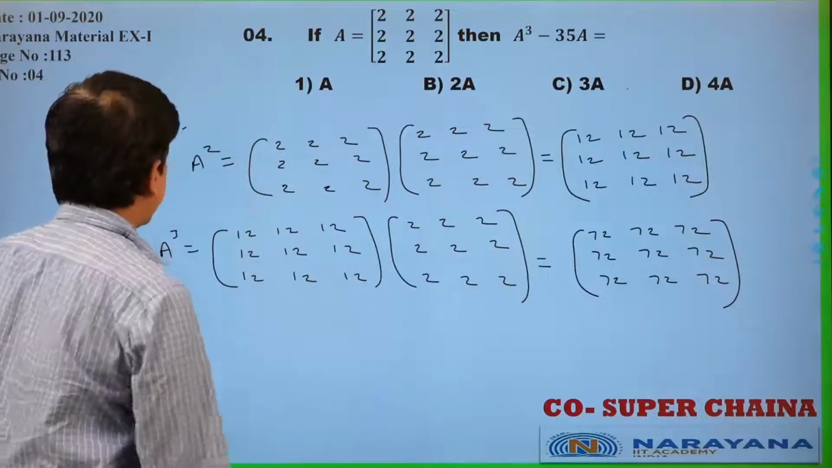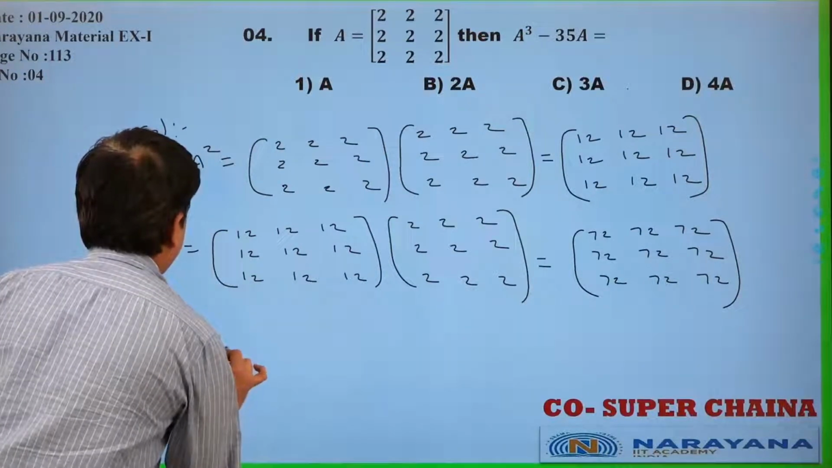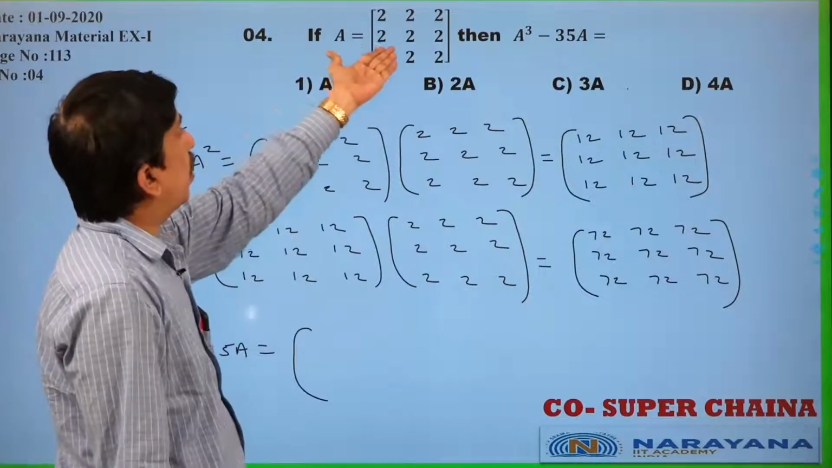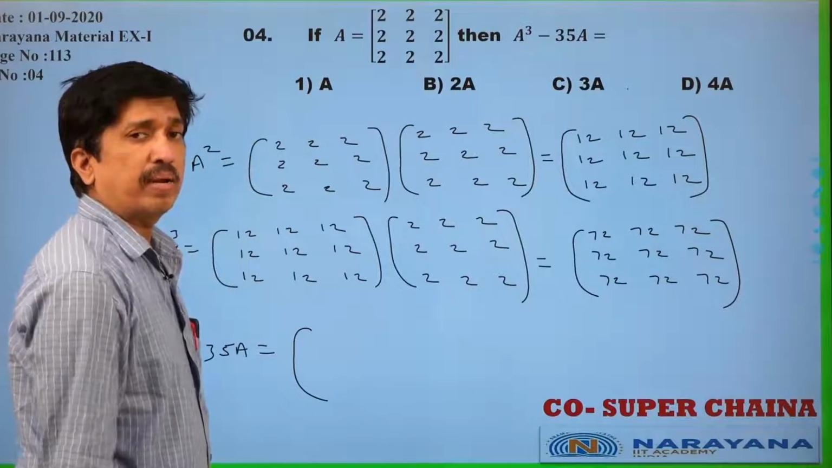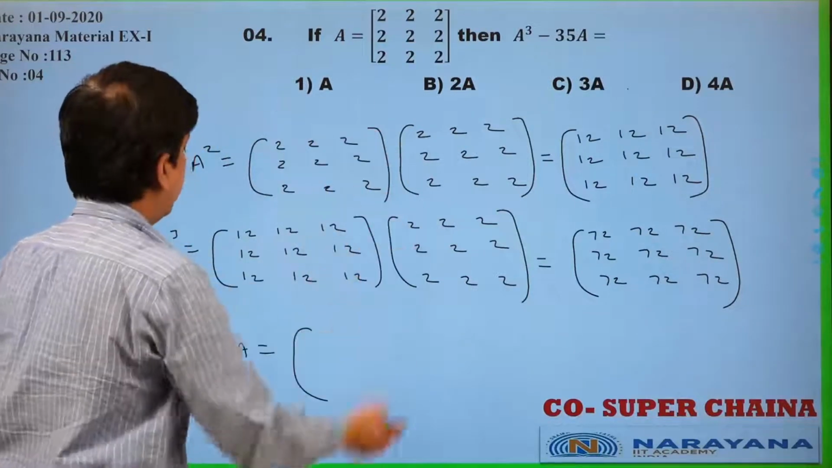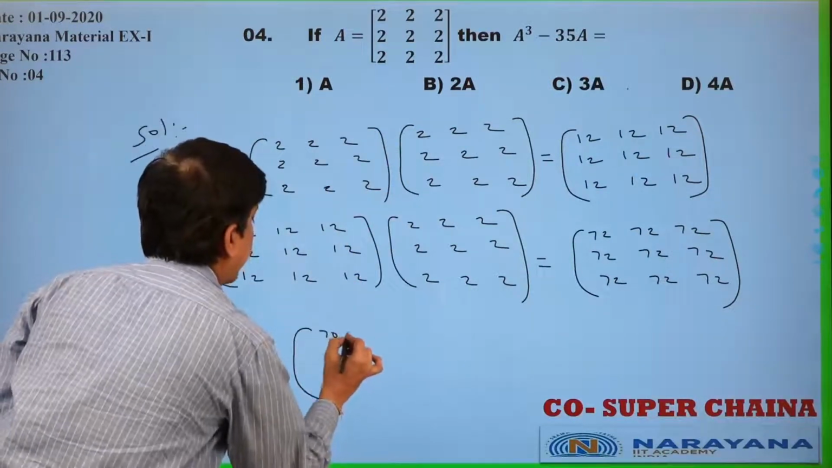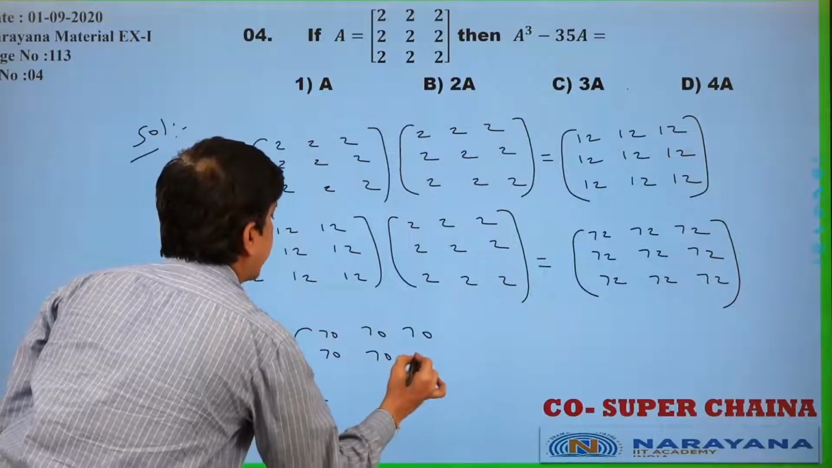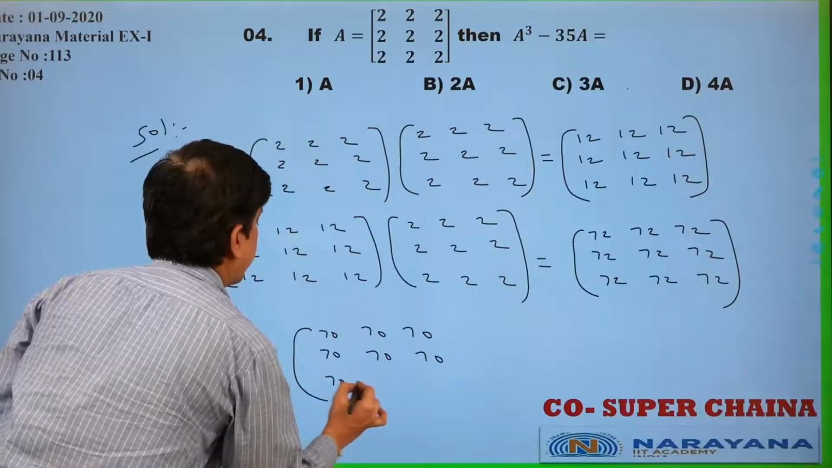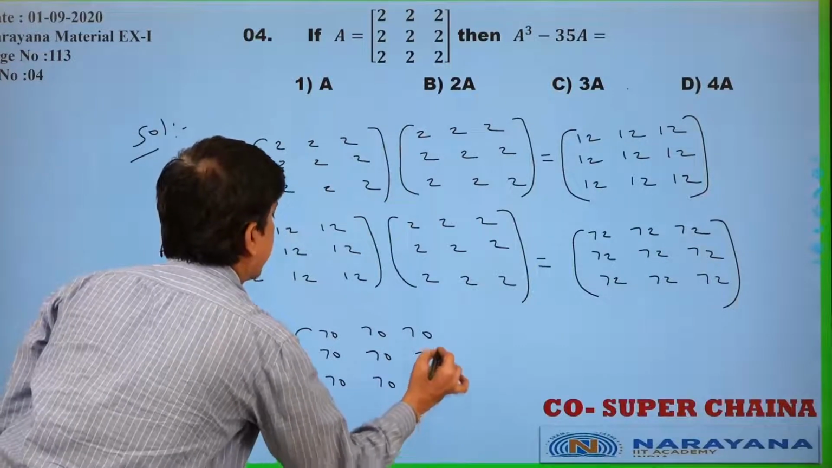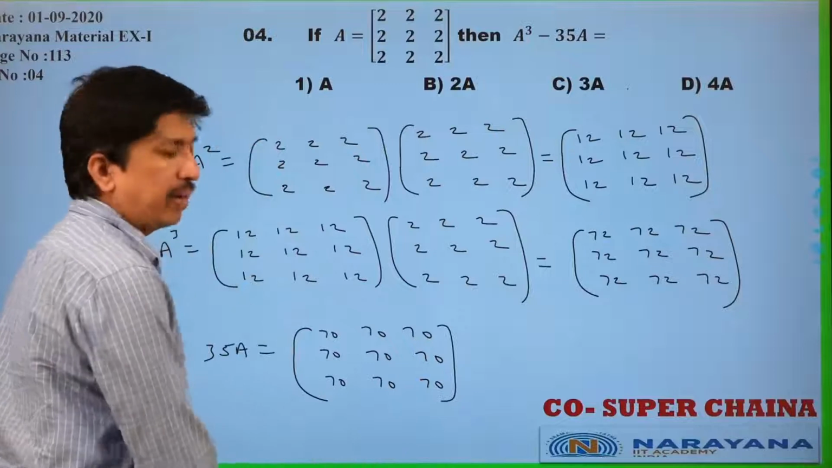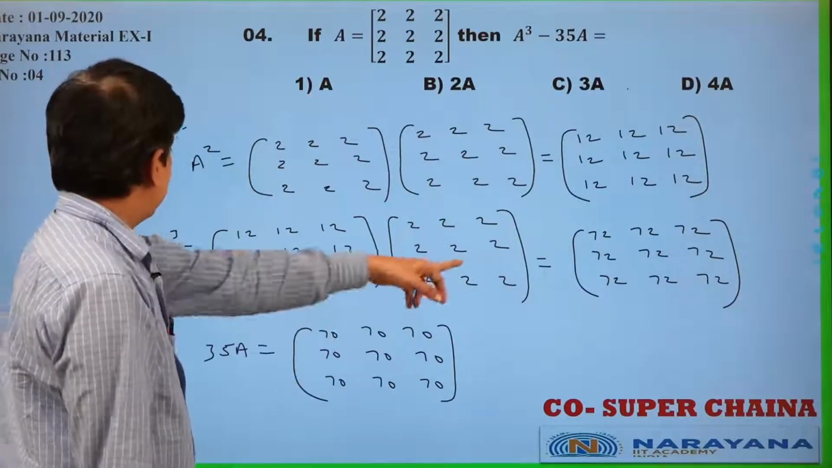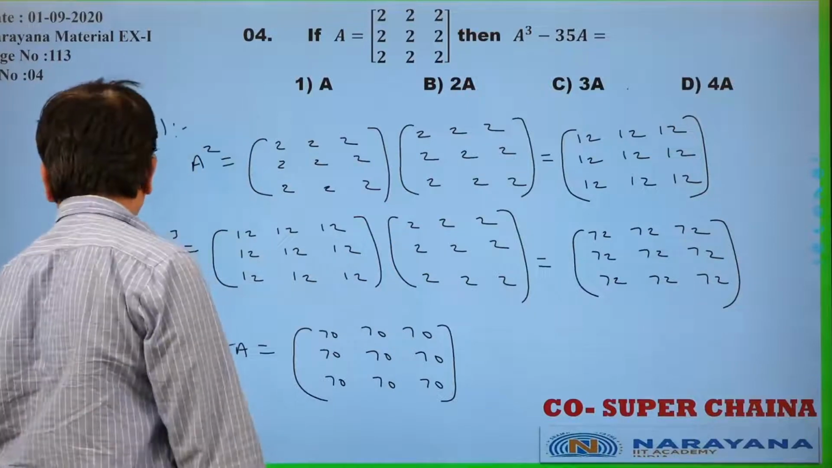Now what is 35A? 35A is equal to multiplying 35 with all the elements. All are 2, so that's 70 everywhere, a matrix of all 70's. Is it clear? Now A cube minus 35A is required.